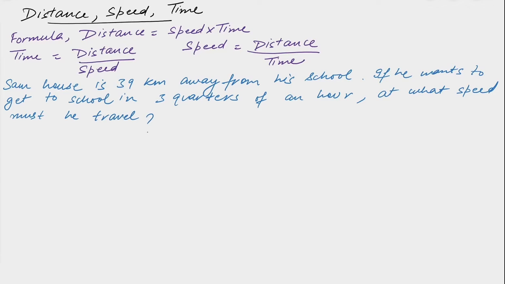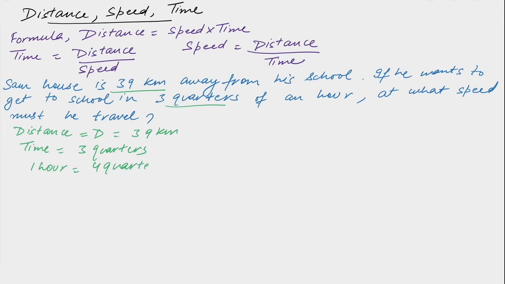Okay, so in this problem, we have distance given, which is d, 39 kilometers. Time is also given, which is 3/4. And we know that 1 hour is equal to 4/4.